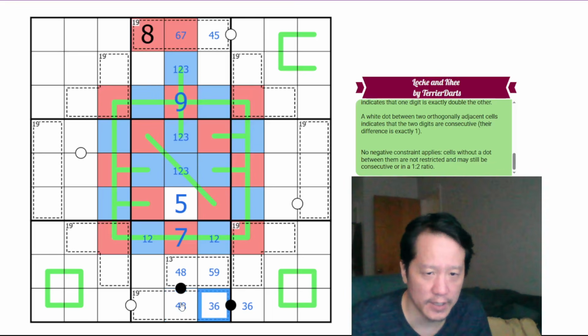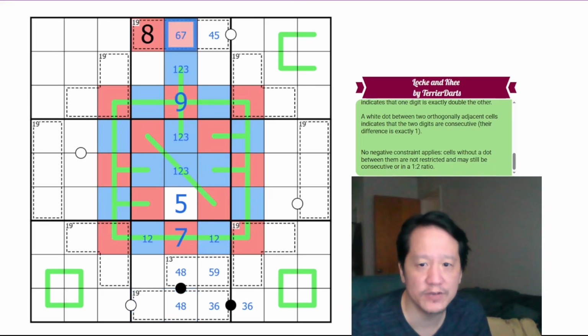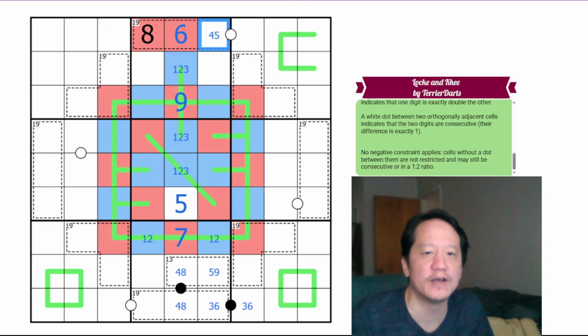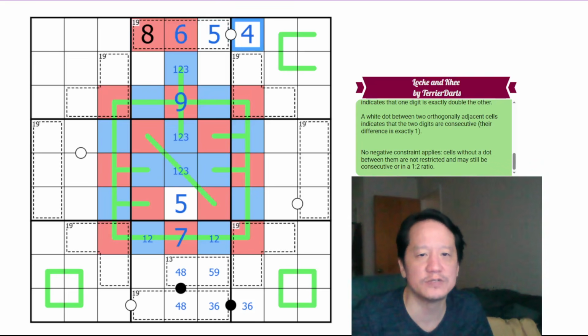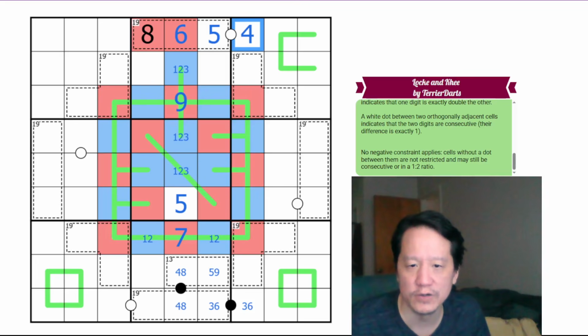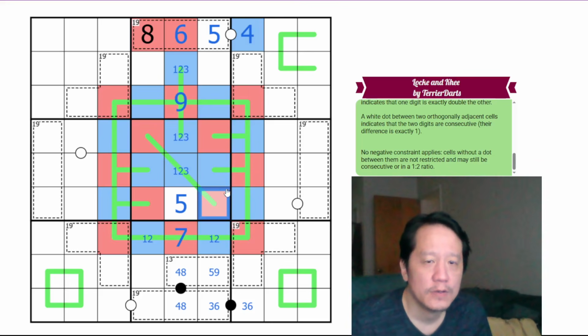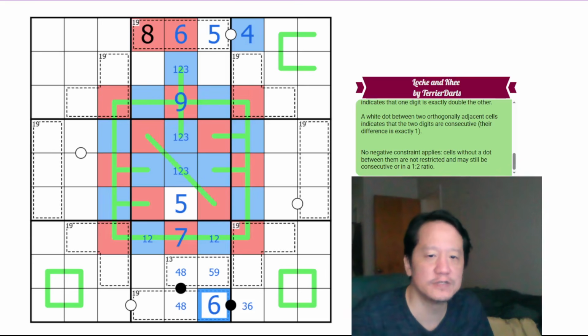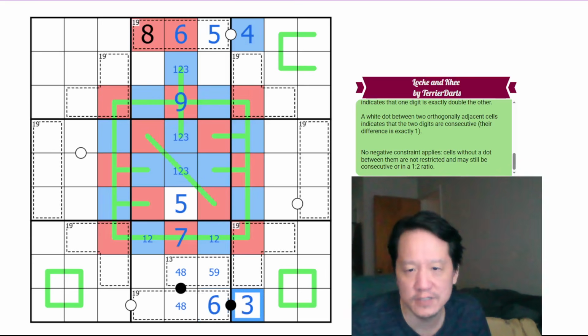3 cannot be with 7 and 9 here. So 7 eliminates 7 here, so this is 6 and 5, adding up to 19. 5 is only consecutive with 4 and 6. This can't be 6, so this is 4. So this is a low. 4 and 8 are here. If this were 3, it would have to be 7 and 9 with it, so this can't be 3. This is 6, which makes this 3, which means this is a low.